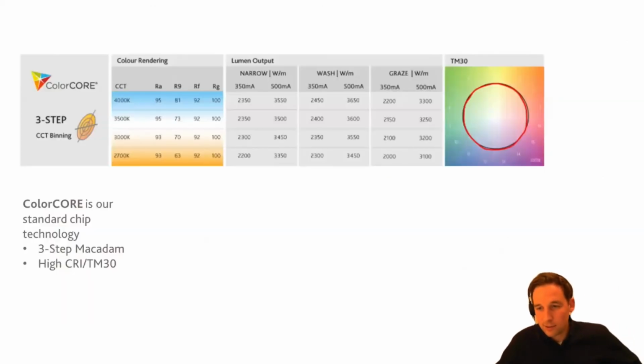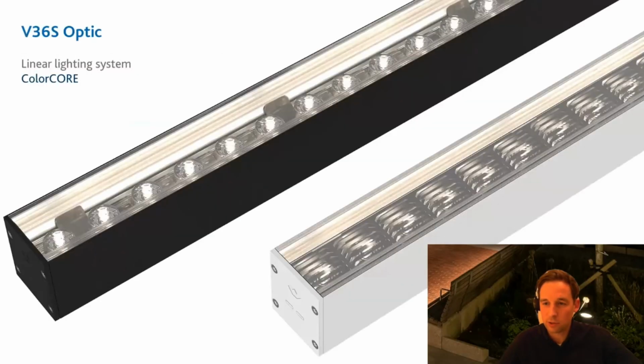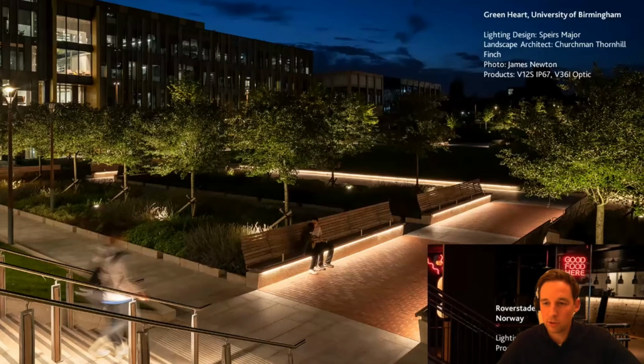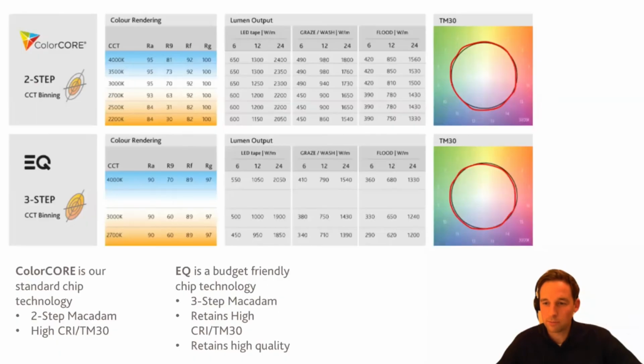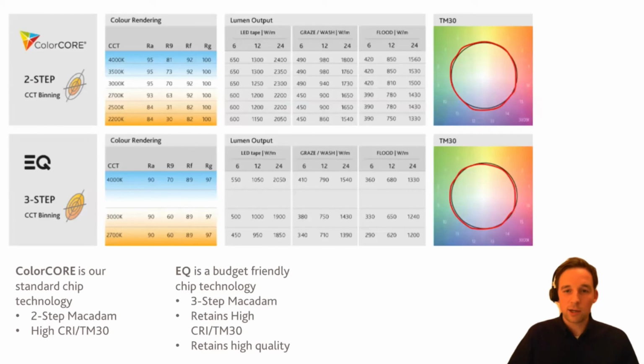Again, we practice what we preach, and you've got the TM-30 data there on the cut sheet. Now that one is only available in our color core range rather than our EQ. And if I just quickly whiz back to that, I'll just give you a brief description of the two of those. Sorry. So you'll see here color core and EQ.